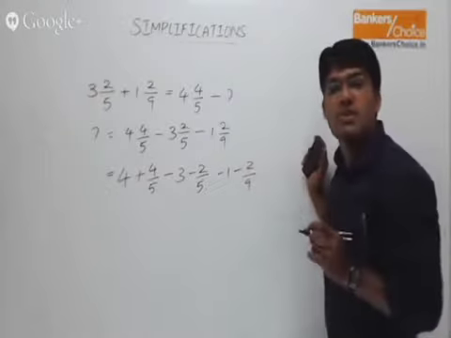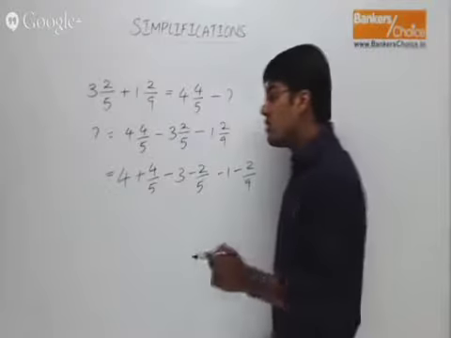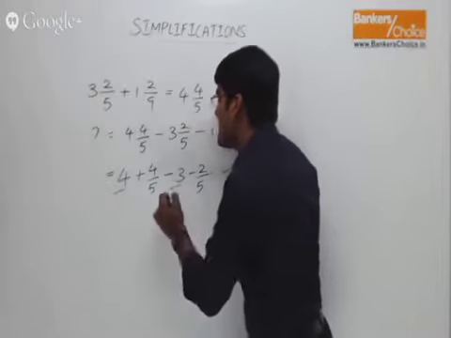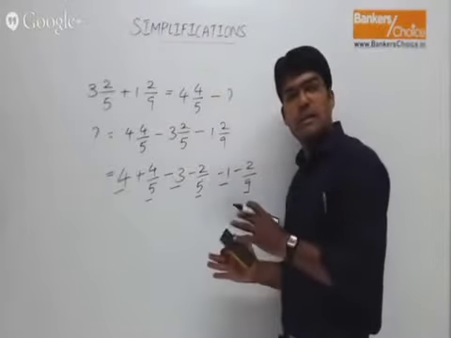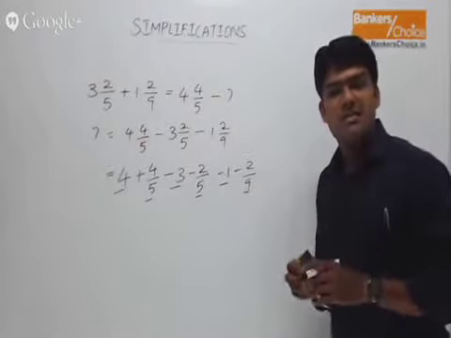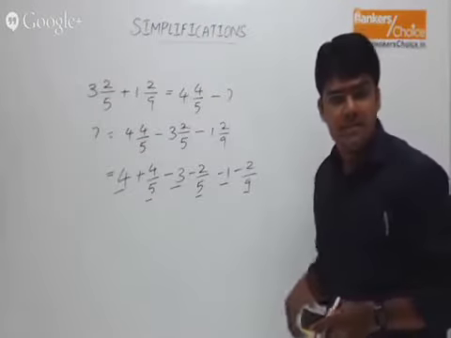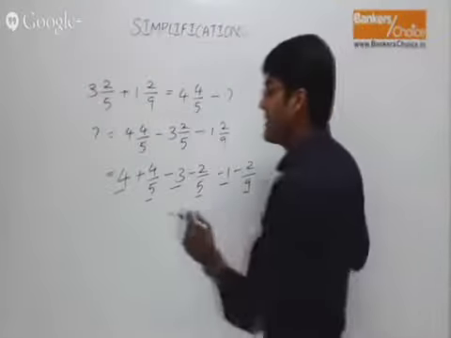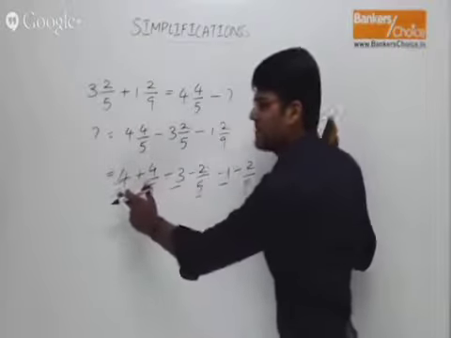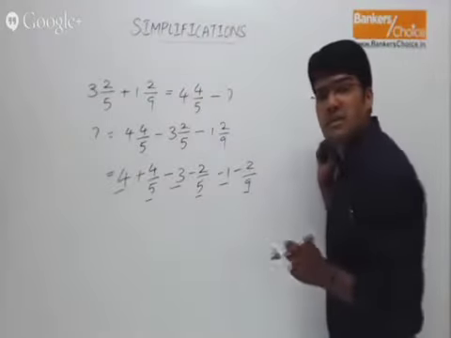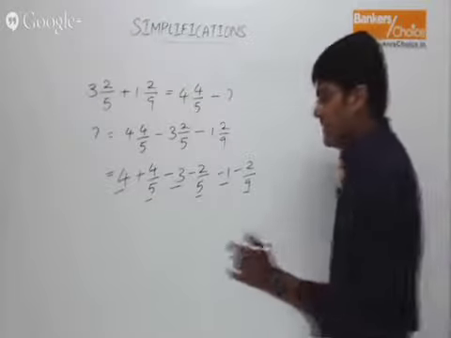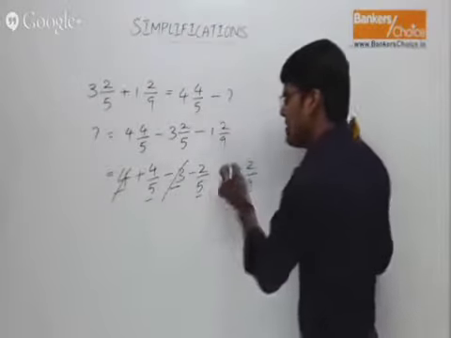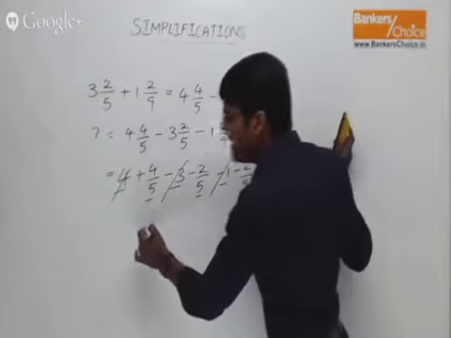Now try to do the calculation. What kind of calculation will you do here? Do the calculations for the integer part separately and the fraction part separately. We'll do the integer calculation in one shot and then the fraction calculations. Let's see what happens. 4, don't worry about the fraction part. 4 minus 3 is 1. 1 minus 1 is 0. 4 minus 3 minus 1 is 0. So there is no integer part.